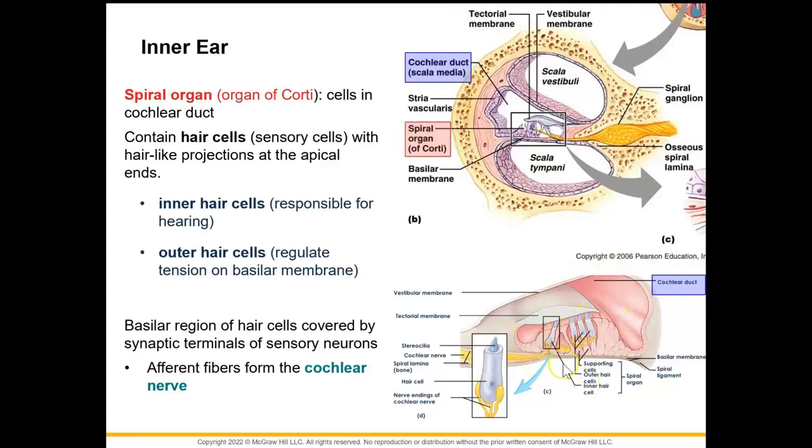So here's a magnified view of what that organ of Corti looks like. And you could see that we have some inner hair cells here. These are going to be responsible for hearing, and some of the outer hair cells are going to be there to regulate tension on the basilar membrane. And the basal region of the hair cells is covered by synaptic terminals here that are then going to be afferent fibers that form the cochlear nerve.